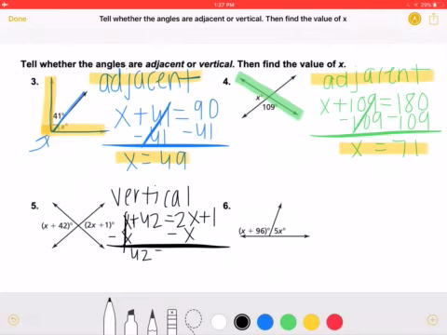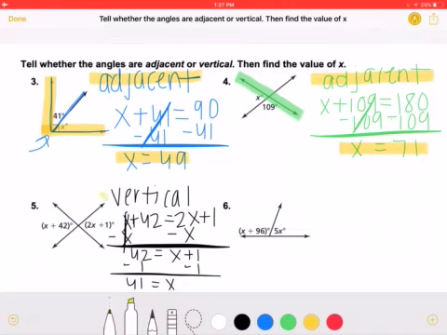So I have 42 equals, well, 2X minus X just gives me 1X. Now let me subtract 1. Now I need to get those constants to the other side. So now in this case, X equals 41. So we have these are vertical, and X is going to equal 41.